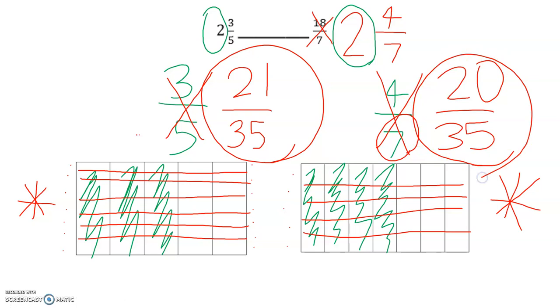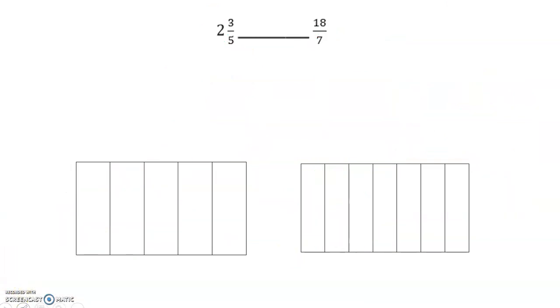So this got really messy, but this tells me everything I need to know. That 2 3/5 is just a little bit bigger than 18/7.